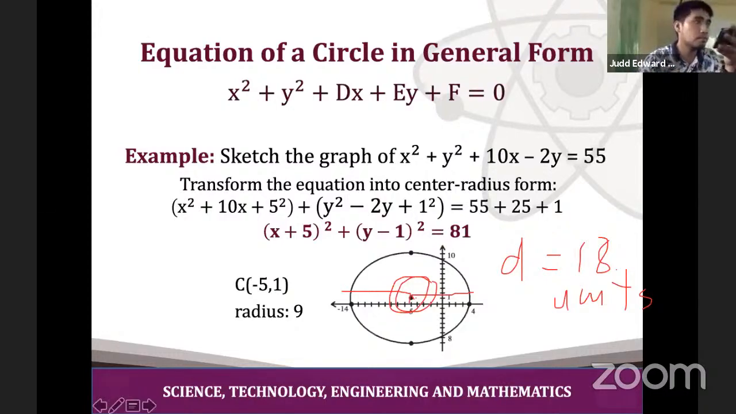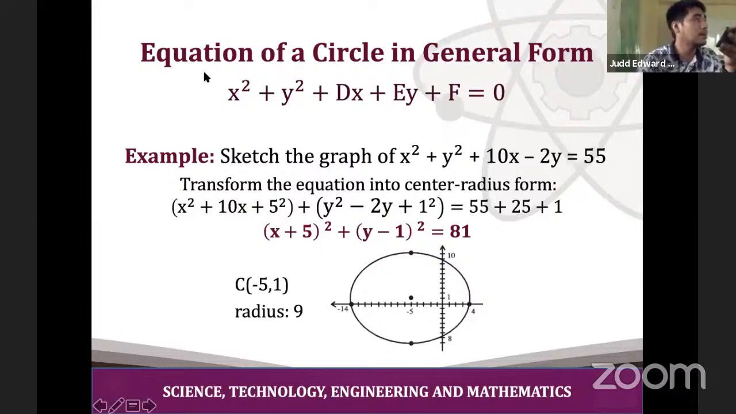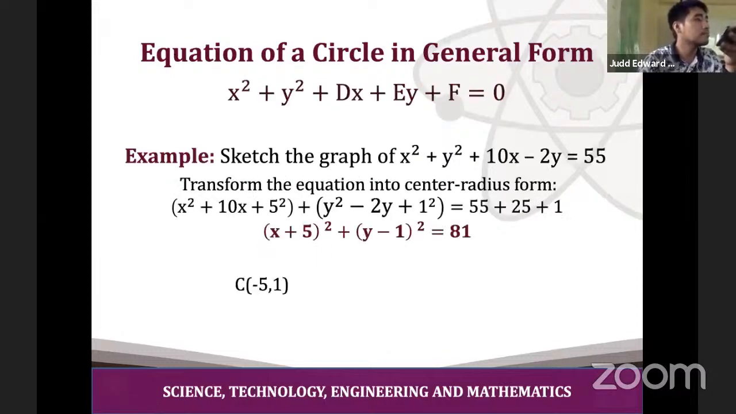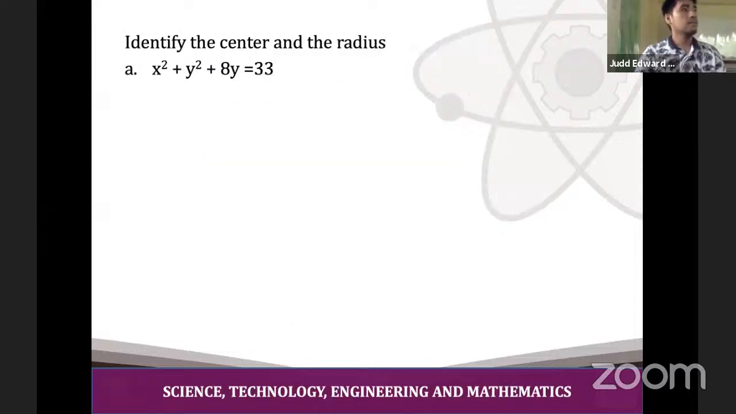Questions? Okay, so kung walang question, let's try nga. Pakitry sa inyo ngayon. Could you please identify the center and the radius of the given equation?